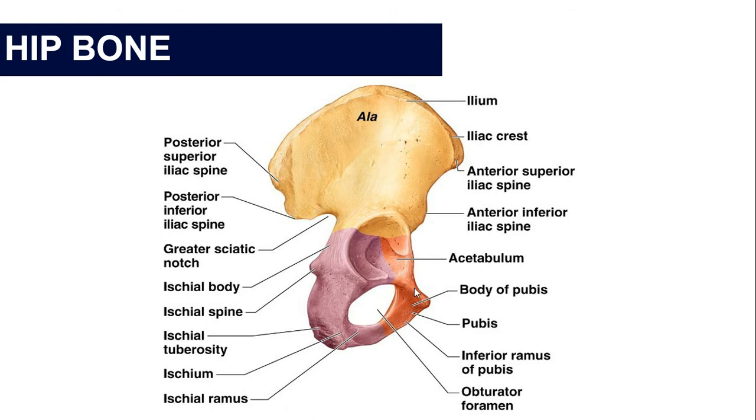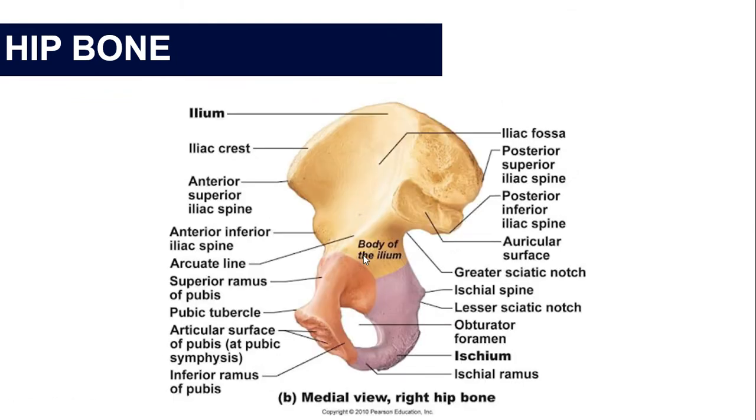Now we proceed with the ischium. This violet area is your ischium. Your ischium has its ischial body here, the ischial spine, the ischial tuberosity, which is your sit bone, and also your ischial ramus. If your ischium and your pubis meet, they form your obturator foramen. These three bones are fused at the center, and this is what we call your acetabulum. This is where the head of the femur connects to form your hip joint or your acetabulofemoral joint.